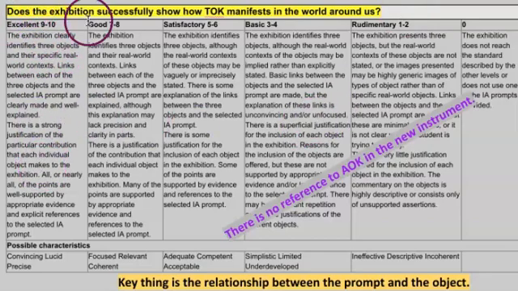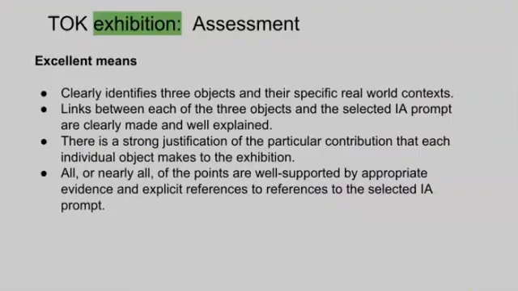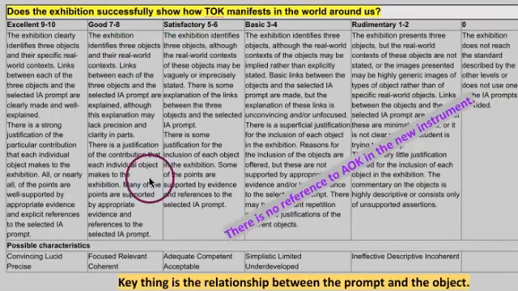These words up here in the 9 to 10 bracket, the excellent bracket, are the words that I just showed you back here in the excellent area. It's important to point out that there's no reference to the AOKs, the areas of knowledge, in the new instrument at all. Nowhere in the excellent bracket does it say you have to mention an area of knowledge. You just need well supported and appropriate evidence that's explicitly linked to your prompt and shows links between the prompt and the objects.